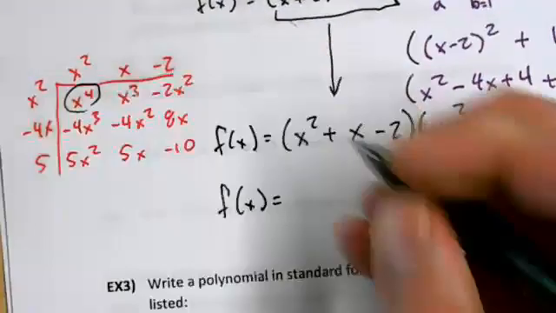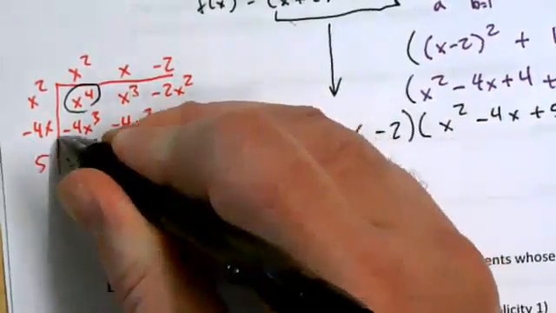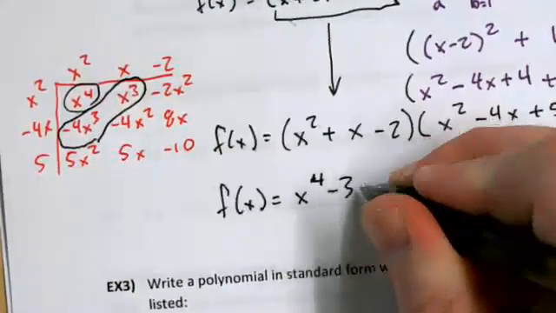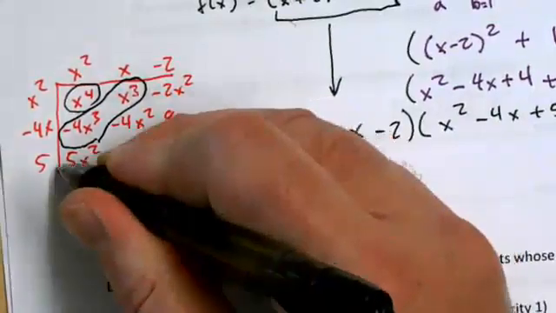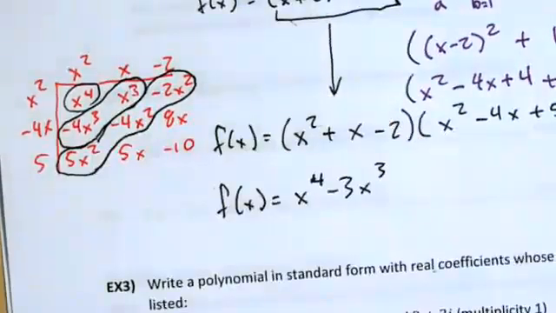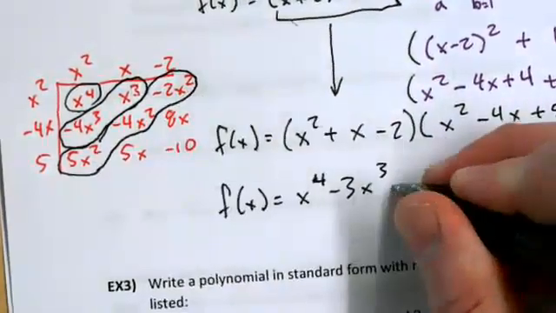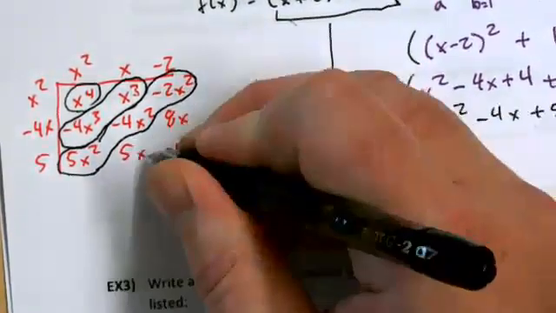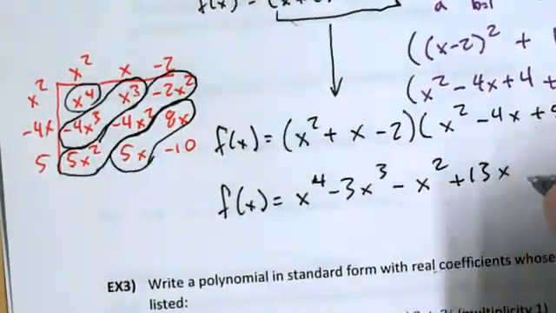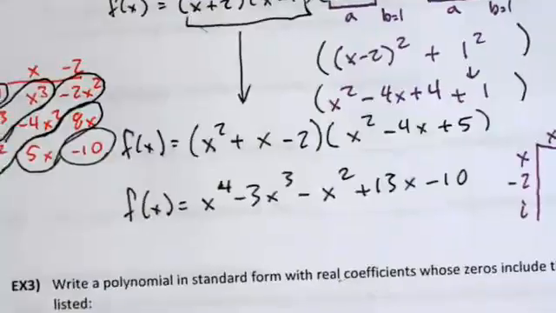So I have an x to the 4th. That doesn't combine with anybody. I've got a -4x to the 3rd and an x to the 3rd. That's -3x to the 3rd. We have 3 terms with x squareds in them. So 5 minus 4 gets us 1, minus 2 gets us -1. So -1x squared. 5x and an 8x is 13x. And then a minus 10 at the end to finish it off. And we've used everything. And there's our final polynomial.